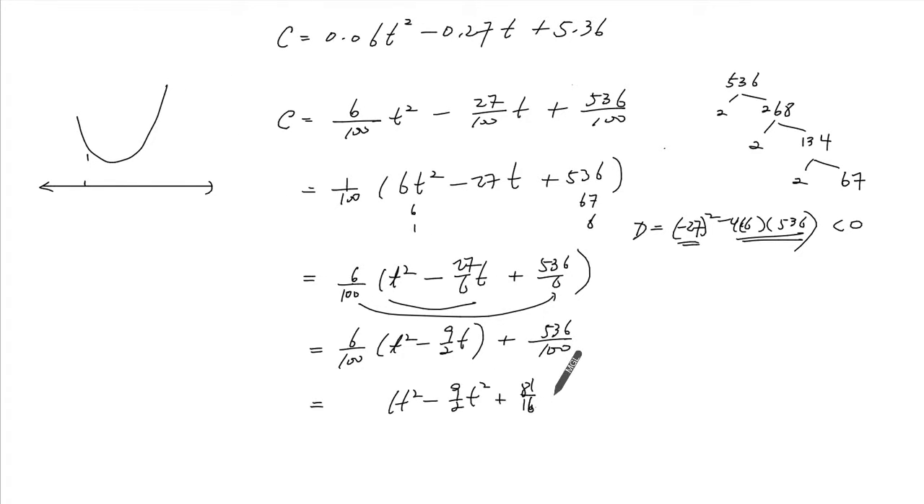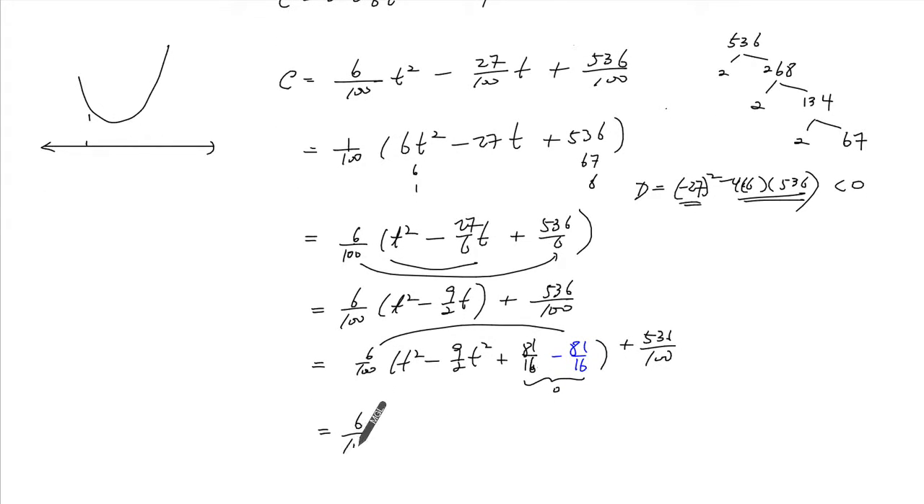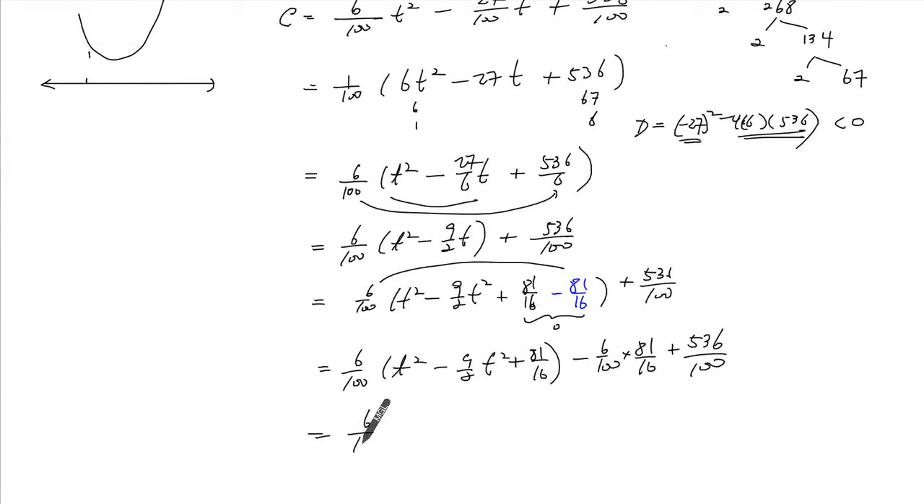Okay, of course I can't just add stuff in. I'm going to subtract it right after. So really, I'm just adding a 0, a total of 0 here. Okay, and then I'm going to just expand this blue part out. Okay, and 81 over 16, and we're going to get a minus 6 times 100 times 81 over 16, and you got to combine them with this 536 over 100. Okay, so 6 over 100. This becomes t minus 9 over 4 all squared. Okay, so I converted the t squared with the t term with just t. I shouldn't have square there. t minus 9 over 4.